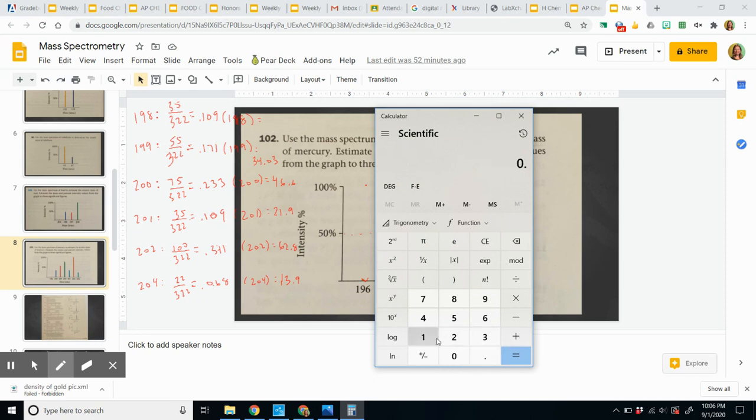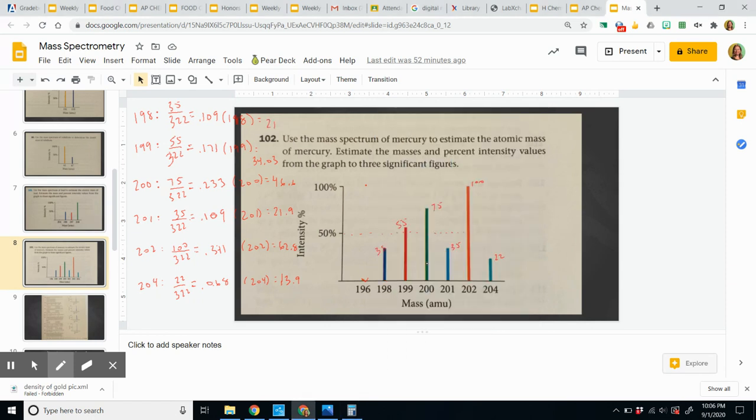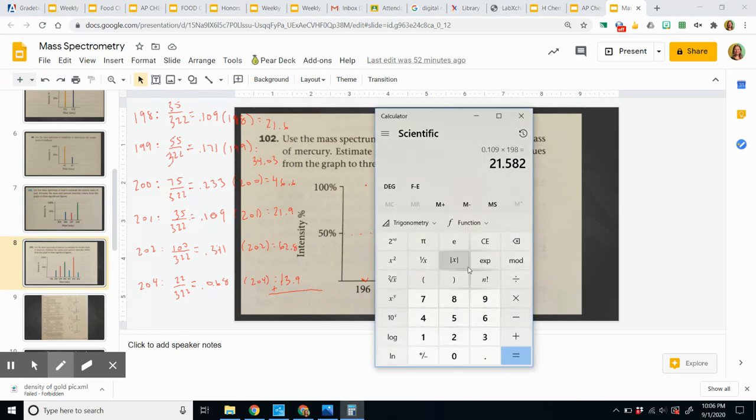And 0.109 times 198, 21.6. Okay, last step, add them all up. So we're going to add up this whole entire thing and see what we get. Okay, clear.